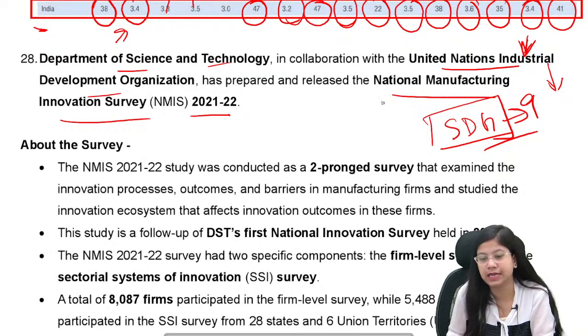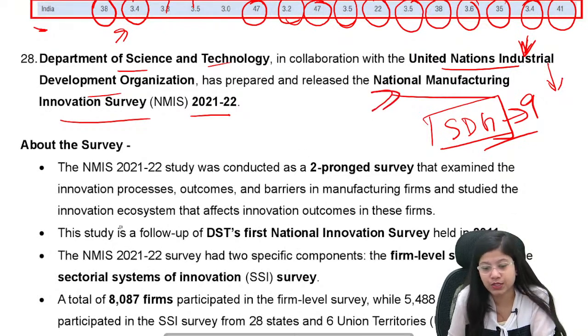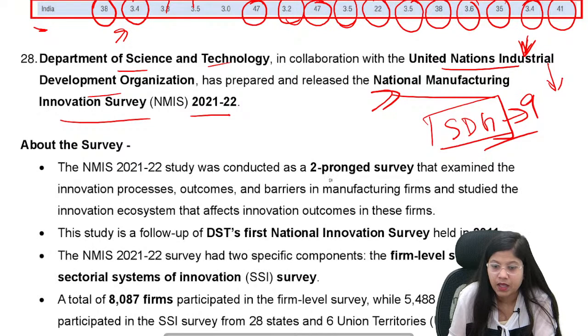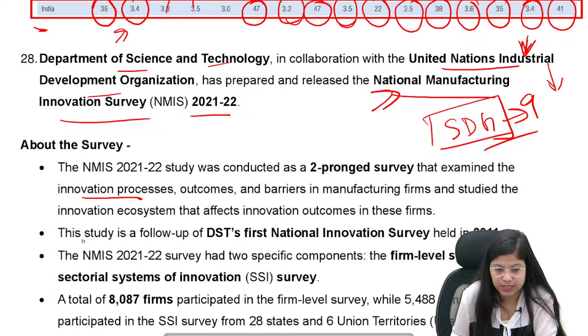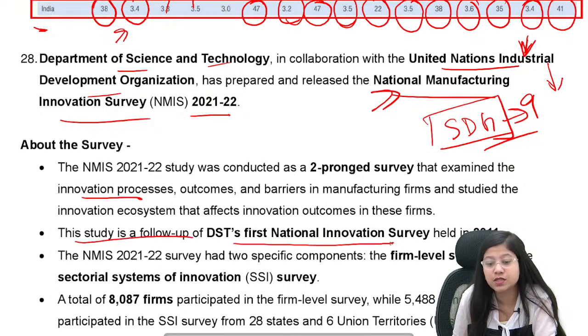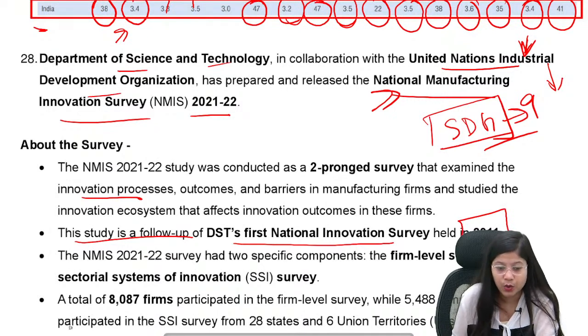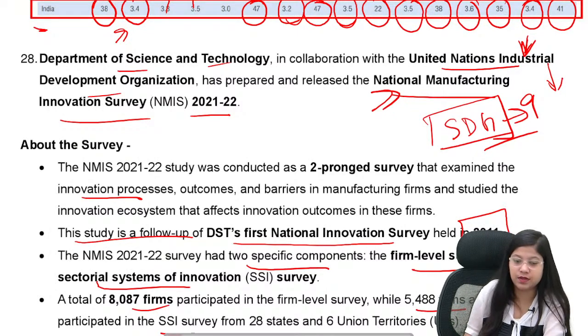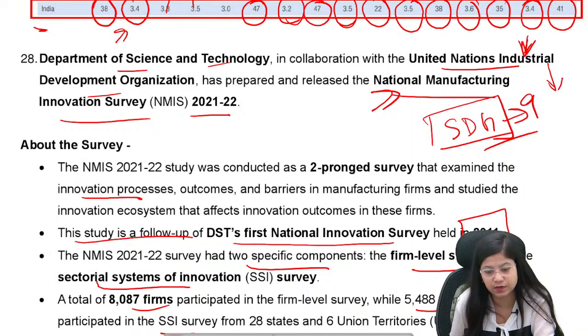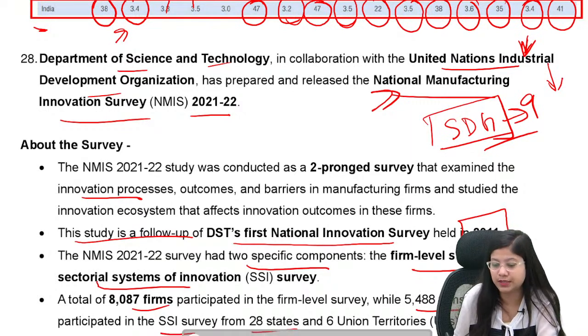Now this is, guys, the National Manufacturing Innovation Survey. Okay. So it basically examines the innovation in the manufacturing processes. This is a follow-up of the first National Innovation Survey, which was conducted in 2011. Okay, so it has two components. First is the firm level survey and second is the sectoral system of innovation. 8,000 firms were assessed in the firm level survey. 5,000 firms were assessed in the sectoral system of innovation survey from 28 states, 6 union territories.